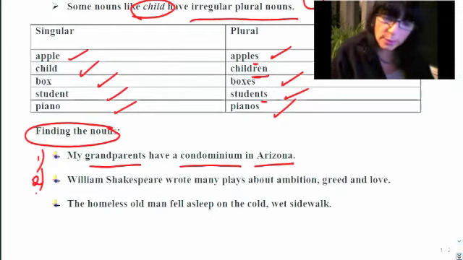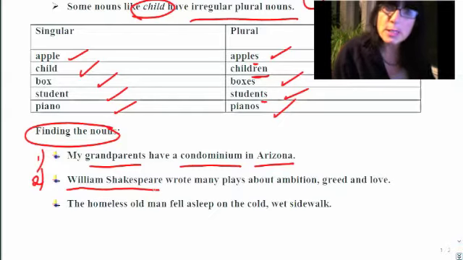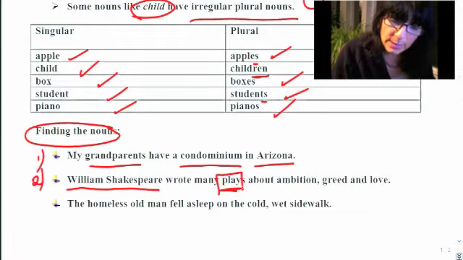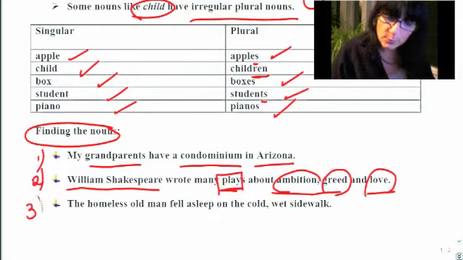Number 2, William Shakespeare wrote many plays about ambition, greed, and love. Well, the playwright, William and Shakespeare, you need both the first and last name, is a noun. He wrote about plays, so plays would be a noun. It's something he wrote about. And ambition, greed, love, those are all states or qualities, feelings. Those would also be nouns.